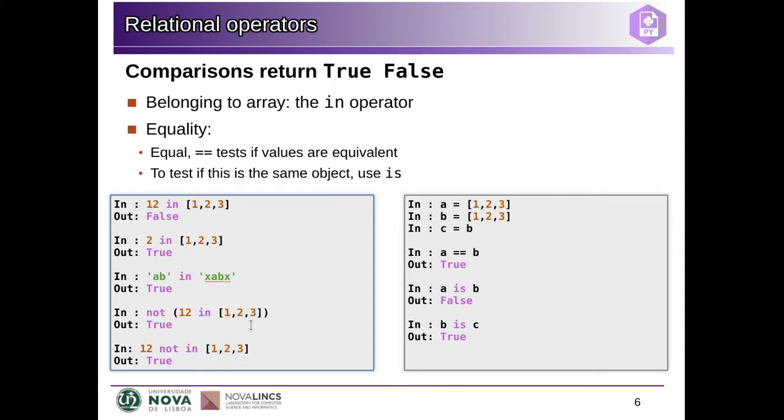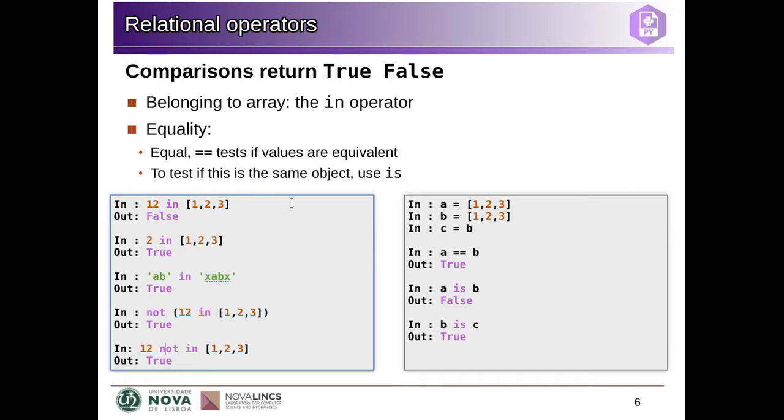But in the particular case of not, there is this syntactic sugar, so to speak. To get things a bit prettier, instead of having to write not 12 in [1, 2, 3], which is not very intuitive, it works. Python can work with that, but this is not very easy to read, and this is a lot more intuitive. So 12 not in [1, 2, 3]. This is easier to understand, and Python allows us to write like this. So you can put the not together with the in operator and do the negation of the in operator.